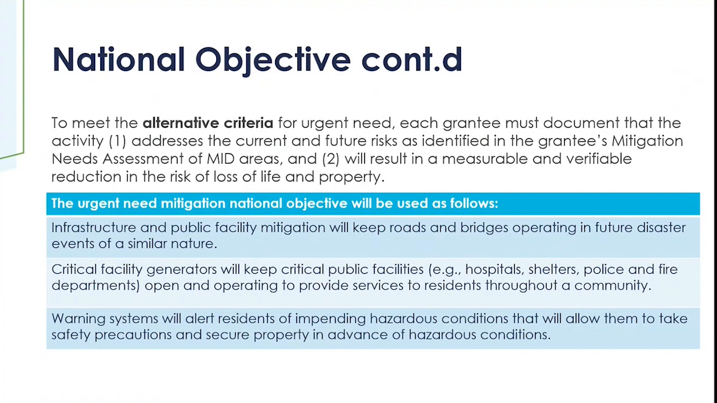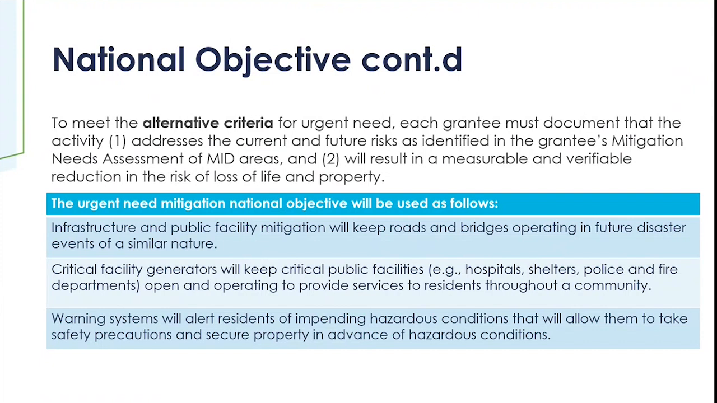So they're essentially saying, if you're going to use urgent need, you're going to have to tell us how the activity meets the need that was identified in the state's needs assessment and how that activity will measurably and verifiably reduce the hazard. The urgent need national objective will be used as follows.